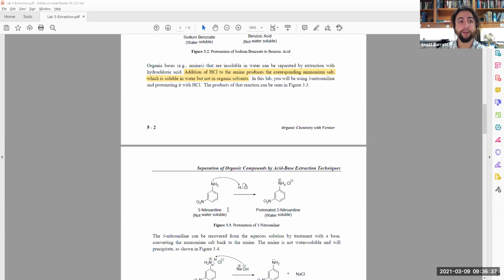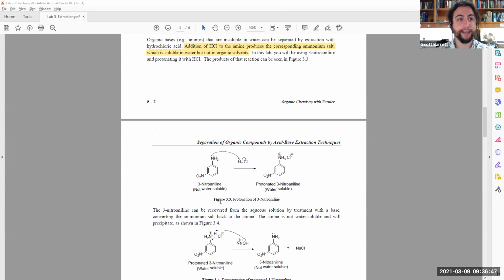The amine will only be soluble in acidic conditions, and then the benzoic acid will only be soluble in basic conditions. So that is the main concept that you have to understand here: the amines will be soluble in aqueous solutions in acidic situations, and then the organic acids will be soluble within basic situations.